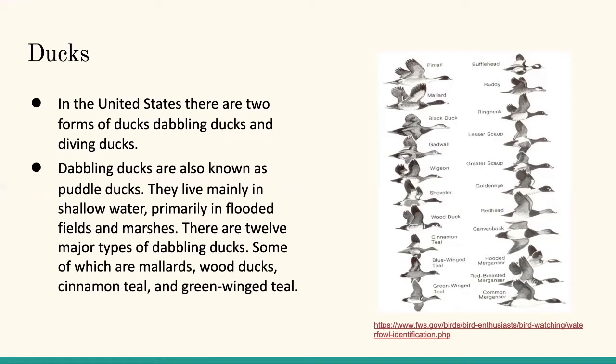There are 12 major types of dabbling ducks, some of which are mallards, wood ducks, cinnamon teal, and green-winged teal ducks. In our chart to the right, you can see two columns of ducks, the aforementioned cinnamon teal, as well as blue-winged and green-winged teal. And there can be anything from goldeneye, greater scaup, black duck, ruddy, bufflehead. The biggest of the bunch being the common merganser.